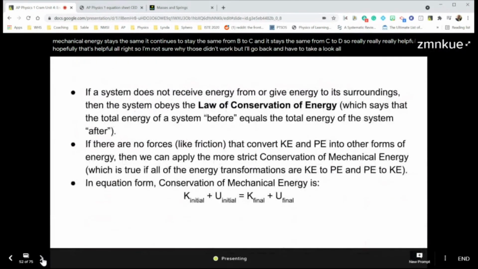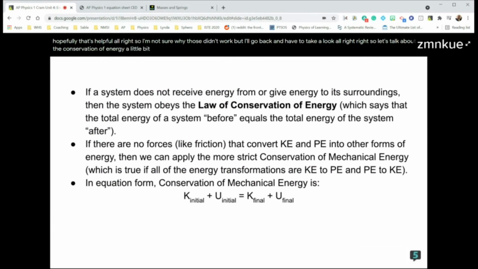All right, let's talk about the conservation of energy a little bit. If a system doesn't receive energy from or give energy to the surroundings, then it obeys the law of conservation of energy. If there's no work done on the system, or it doesn't do any work on the surroundings, then we can conserve energy. If there are no forces like friction that convert kinetic and potential energy into other forms like heat, dissipated energy, or sound, then we definitely have conservation of mechanical energy.